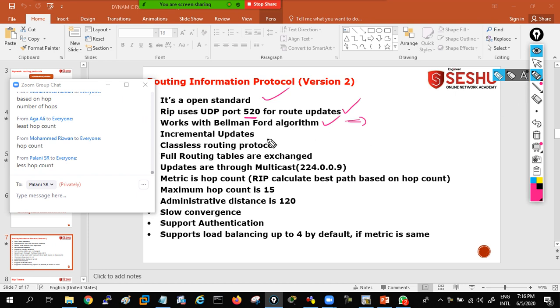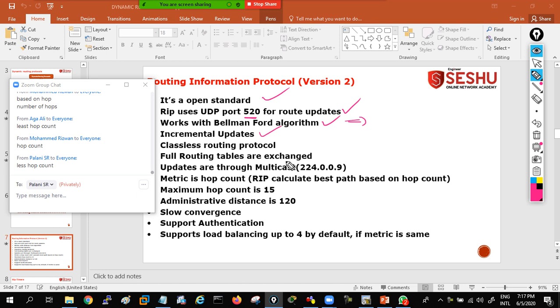Then next, it uses incremental updates. What are incremental updates? Try to understand, guys. Do you remember, in router 3 I added a network, right? The moment I make some change, that update is automatically sent to router 2, and router 2 sends it to router 1. That is called incremental updates.